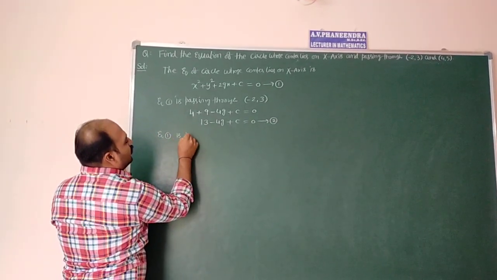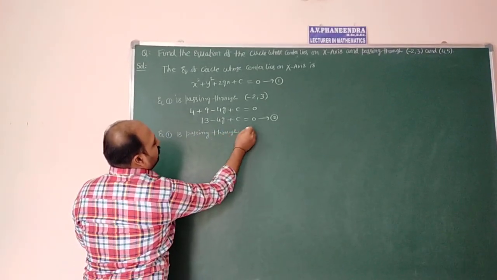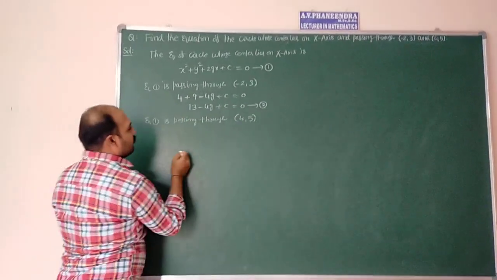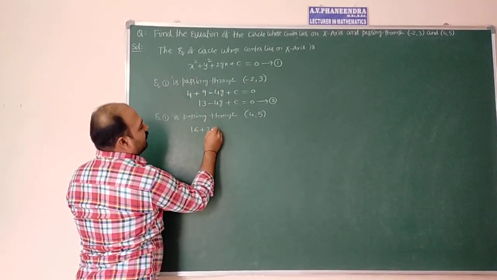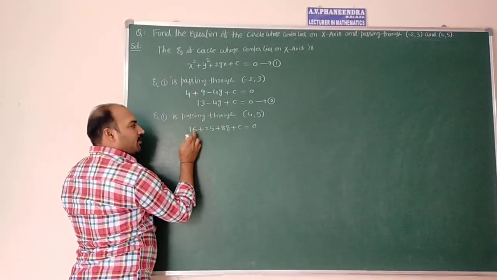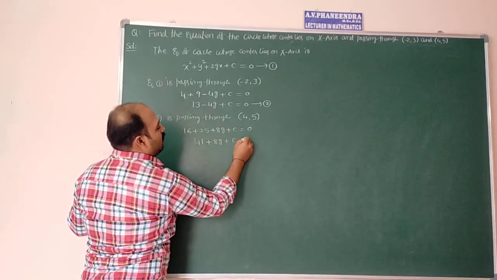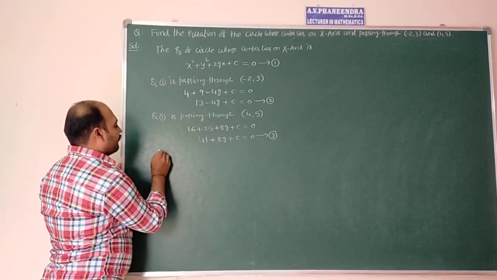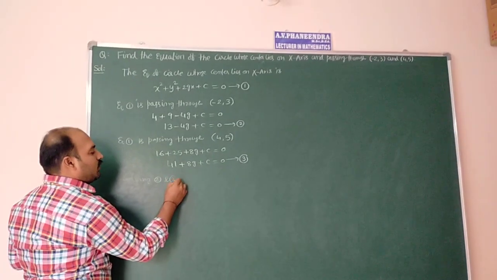Equation 1 is passing through the next point also, (4, 5). So in place of x, y, substitute 4, 5: 16 plus 25 plus 8g plus c equal to 0. 25 plus 16 is 41, plus 8g plus c equal to 0. Equation number 3. Solving 2 and 3, here I am going to use the elimination method.